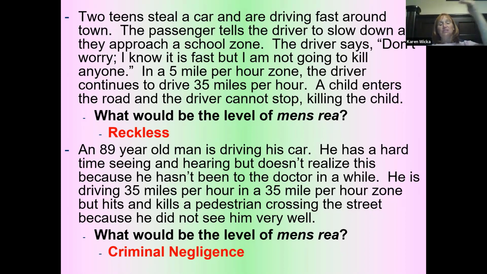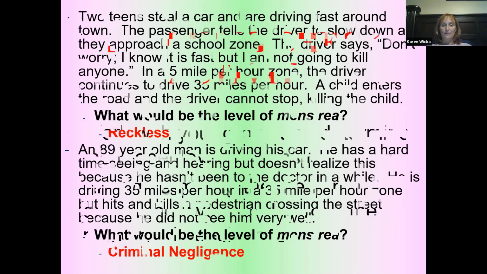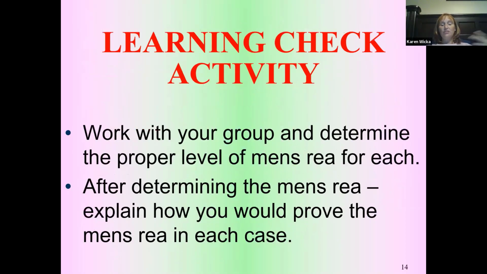If you intentionally kill somebody, it's going to be a much worse level of homicide or crime than if it's the old man, which is negligence. So the level of mens rea will affect how severe the crime, or what level of crime, it actually is.